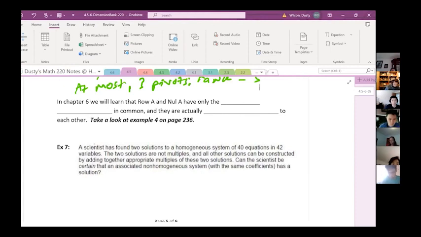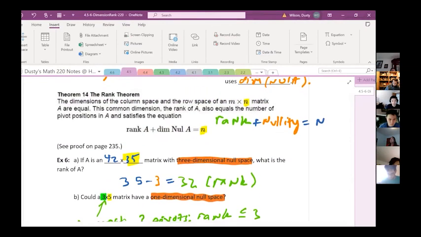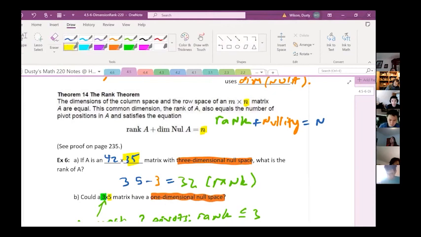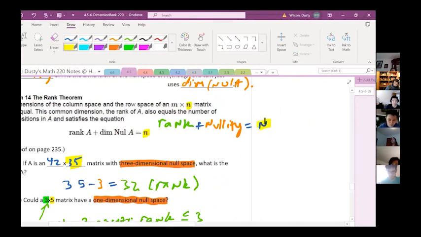Let's see. When last we were together, we were talking about our rank nullity theorem. Our rank nullity theorem said that the rank plus the nullity was equal to the number of columns in a space. So we talked about that earlier.